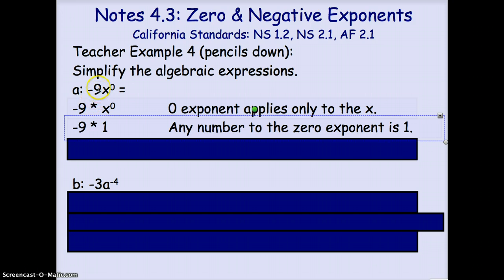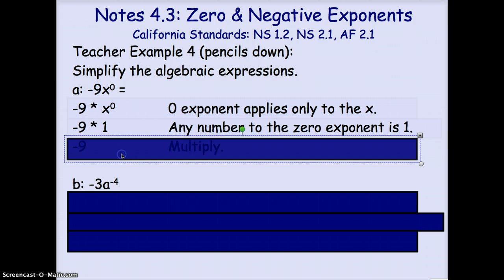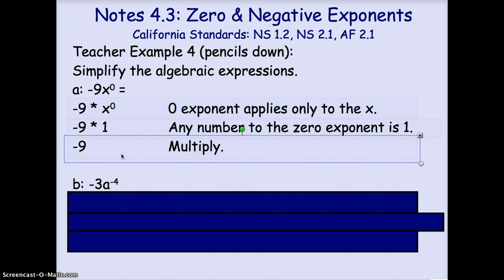Okay, so again, the negative 9 does not have an exponent, so I simply leave it alone. Notice how I split it up here. The x to the 0 power, it doesn't matter what x is, that's always 1. Negative 9 times 1, of course, then is going to be negative 9. Okay, let's take a look at problem B.